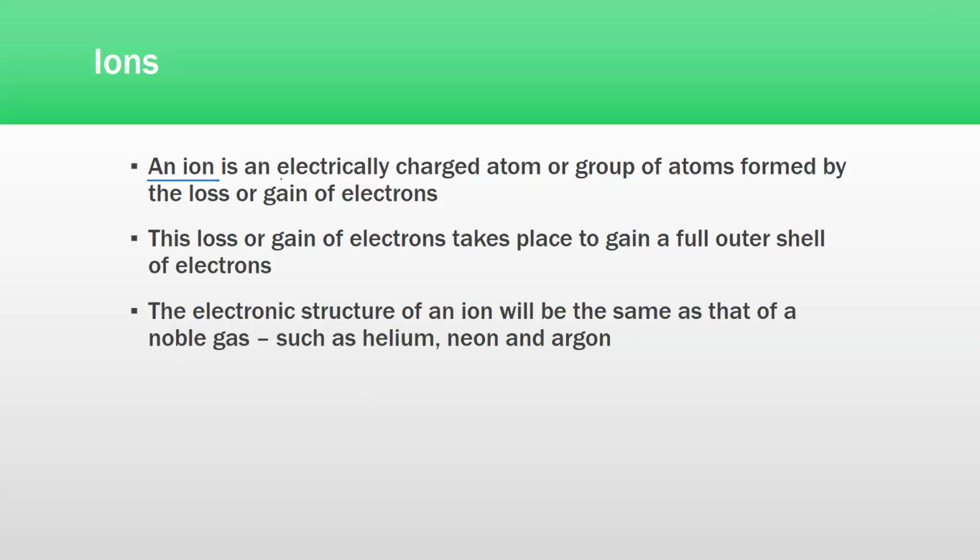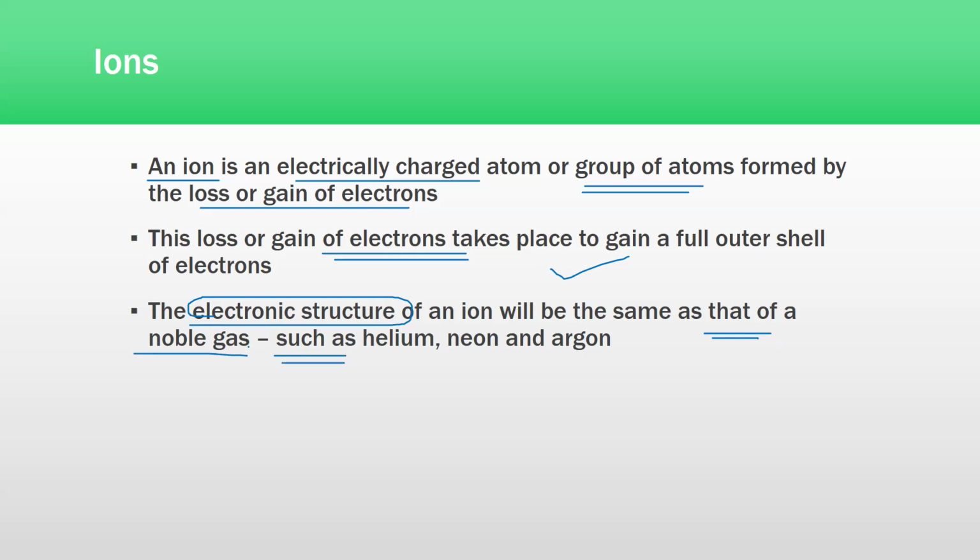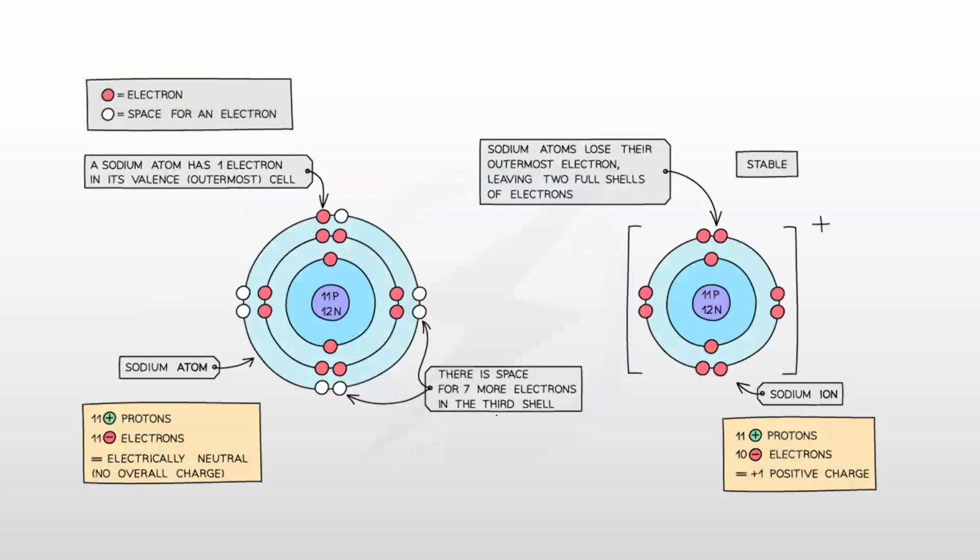So basically, an ion is an electrically charged atom or a group of atoms formed by the loss or gain of electrons. And this loss or gain of electrons takes place to gain a full outer shell of electrons. And the electronic structure of an ion will be the same as that of a noble gas. Now, what is an important thing about noble gases? Noble gases are in group 8. And the thing about all of these group 8 elements is that they all have a complete outer shell, like helium, neon, argon.